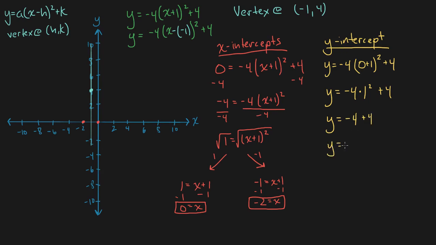And so our y-intercept is going to be at -4 plus 4 is 0. So y is equal to 0. That's where our y-intercept is going to be. And so I already have that on the graph here, but I'll just add a second little yellow dot there. And we have all the information we need to graph this quadratic.